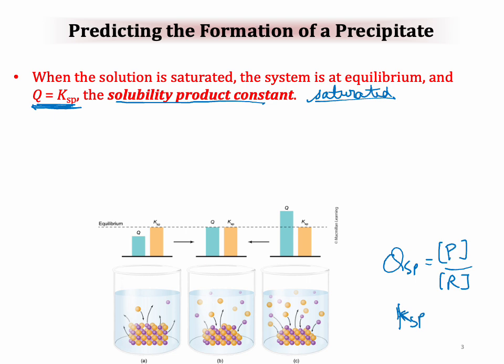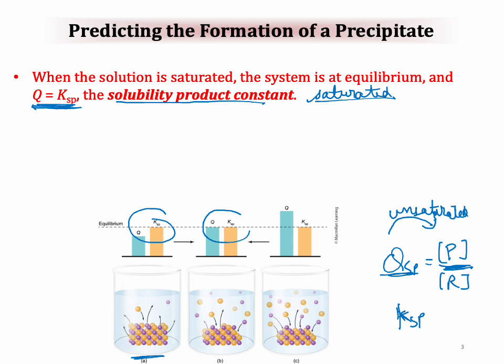So if QSP is a smaller value, when would QSP be small? When product concentration is less. That means the reaction wants to make more products, so the reaction will try to go towards more product. This is when your solution is unsaturated, which means it is not going to precipitate. So when Q is less than K, the solution is unsaturated. More solid will turn into ions.